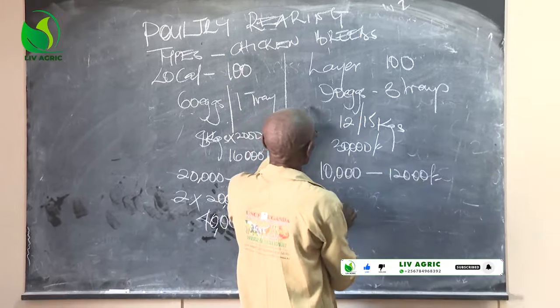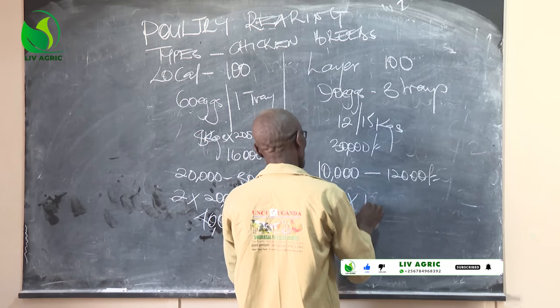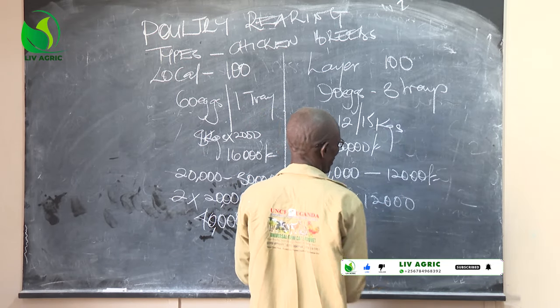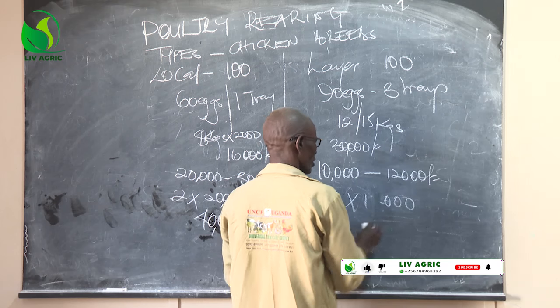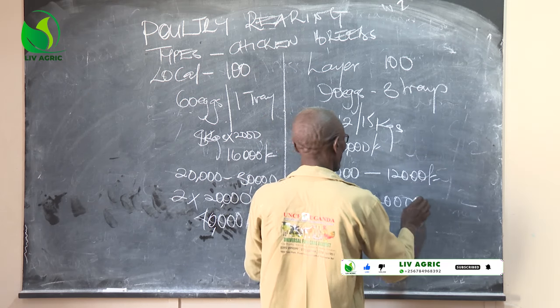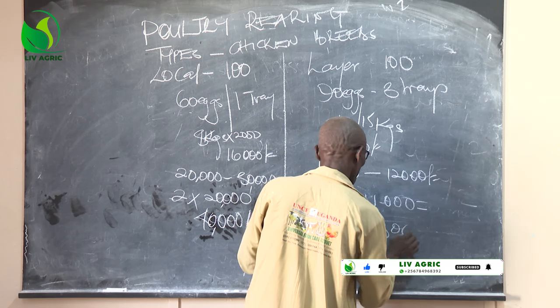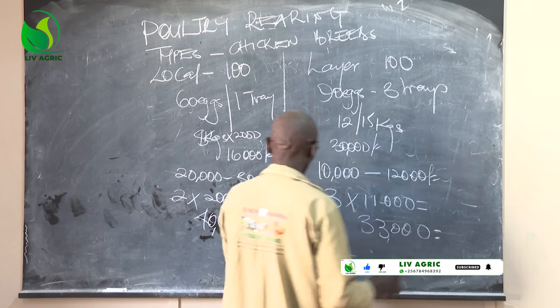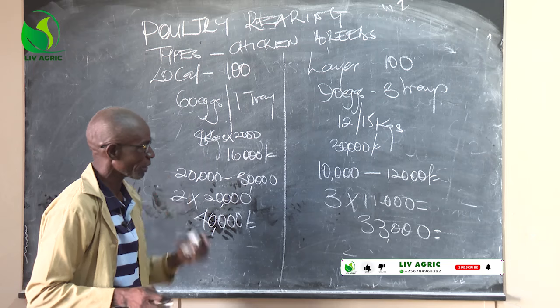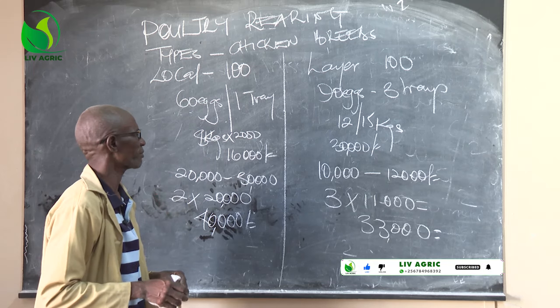And three trays times gumu biri. But what should we say at gumu biri? Gumuru kumi. It will make to 33,000. Katitugende mchivalo. Let's be calculative.